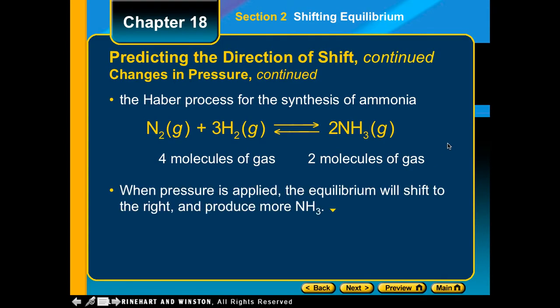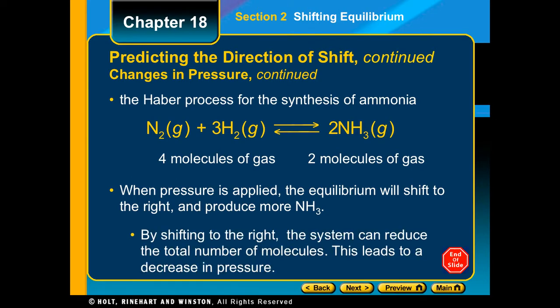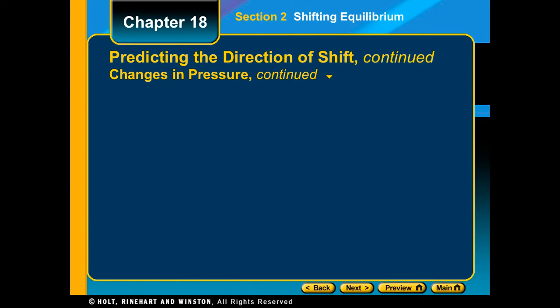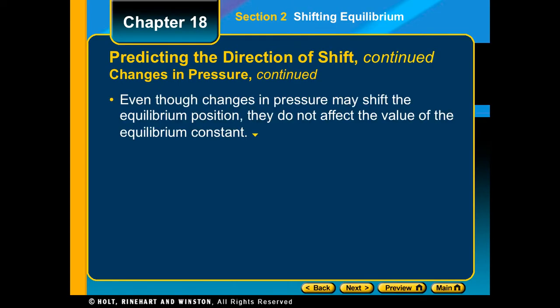When pressure is applied, the equilibrium will shift to the right, to the side of lower number of atoms or molecules, to produce more NH3. By shifting to the right, the system can reduce the total number of molecules, which leads to a decrease in pressure. Even though changes in pressure may shift the equilibrium position, they do not affect the value of the equilibrium constant.